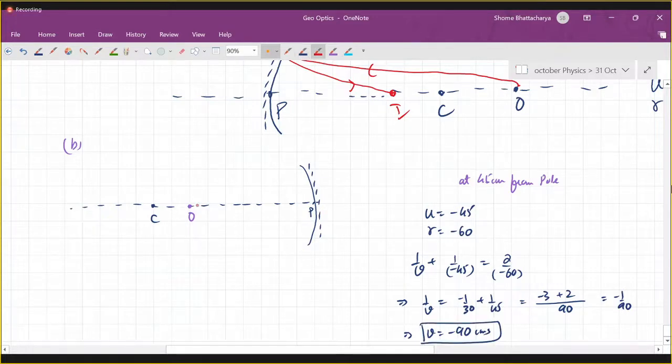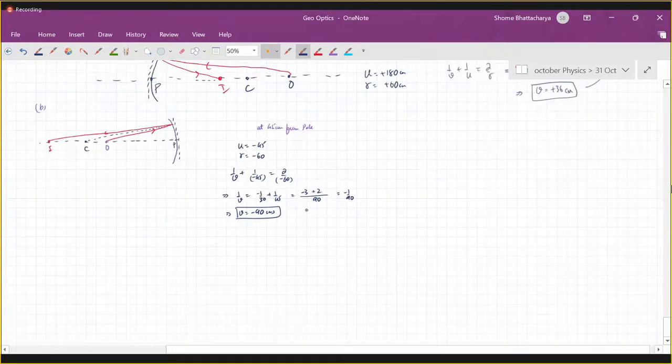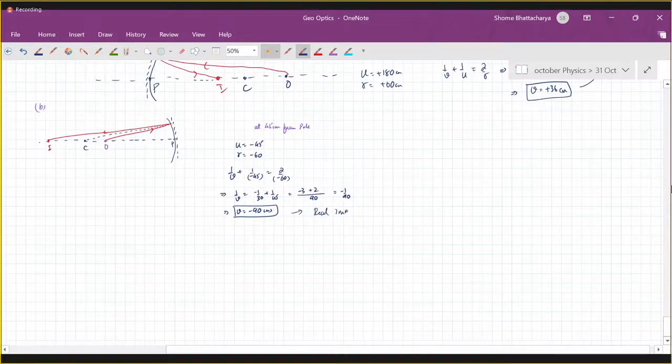So this now means, okay. So this is a real image, 90 centimeters in front. And now the C case is the one which is quite interesting.